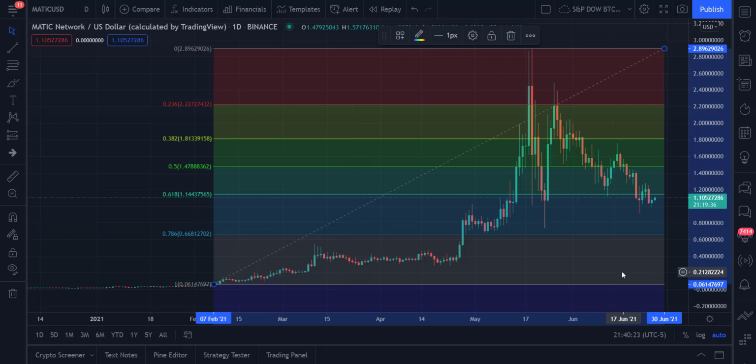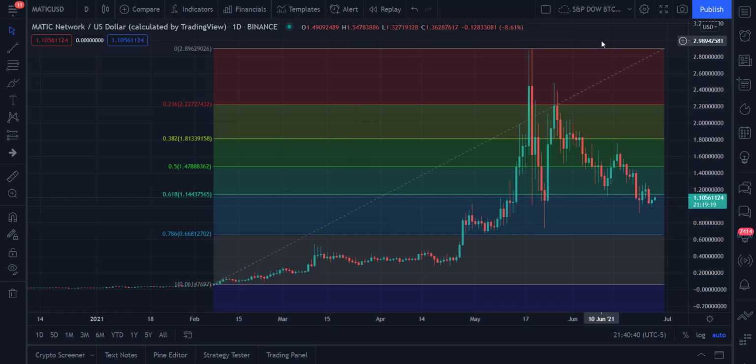You also have pretty solid support back here, the 66 cents level, which would have been the 78.6% retracement of the last trend. So the question really becomes, are we heading back there, or are we finding support right now in this region?